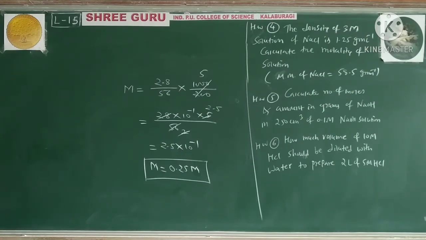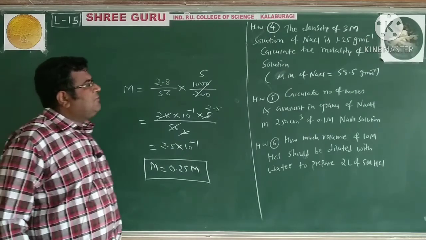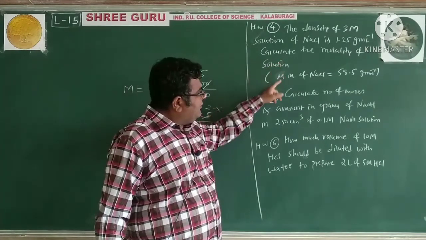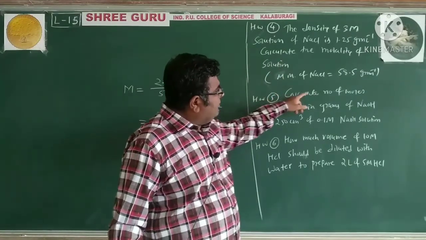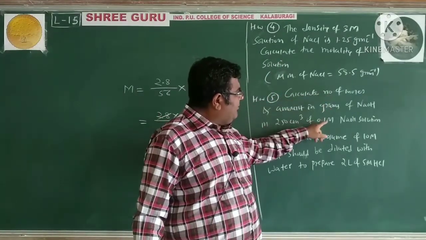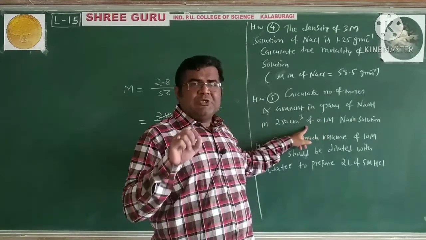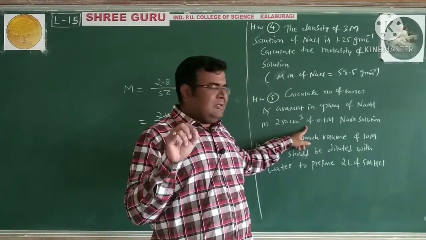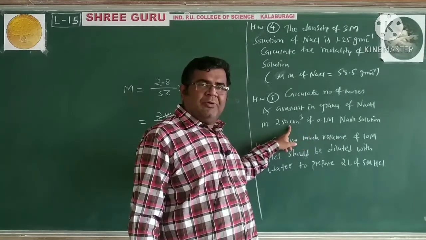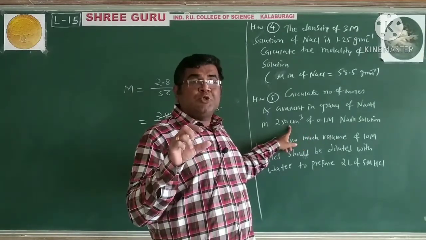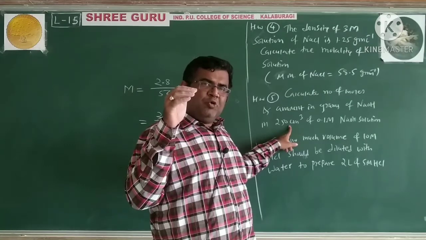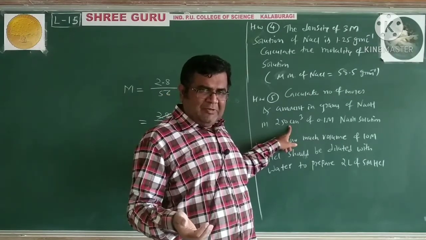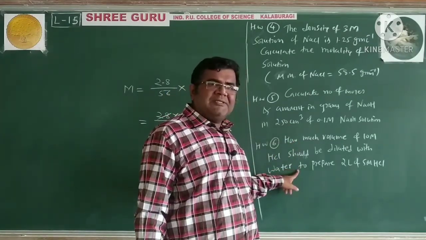The first question, the formula is relation between molarity and molality. Second question, number of moles can be calculated by molarity and volume. Capital M equals to N2, number of moles of solute, into 1000 by volume. Once number of moles are known, N2 equals to W2 by molar mass of sodium hydroxide. M1V1 is equal to M2V2.